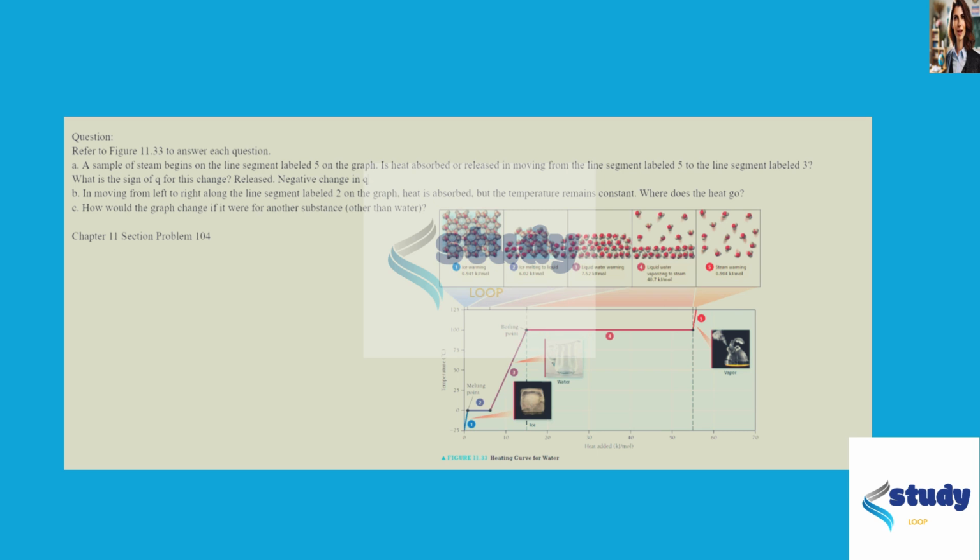So with this stabilization and these bonds right here, these interactions, there's a lot of energy that is conserved or saved by forming these highly organized, highly structured structures. So in order to break that, you need to give it energy. So that's where it's going. But it's not changing the overall kinetic energy, on average, until it's been converted completely to the liquid. Okay. C, how would the graph change if it were for another substance other than water?